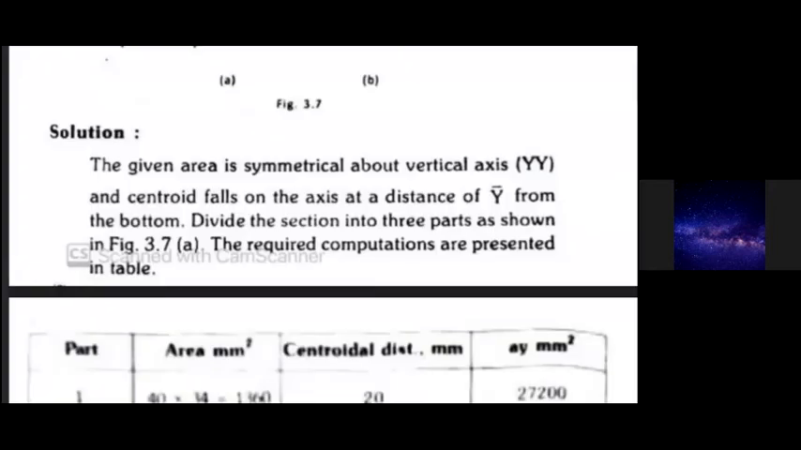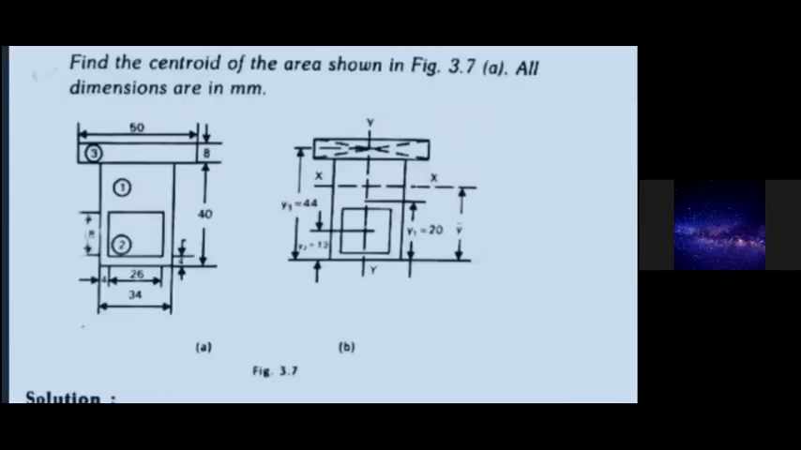And next the upper one, the horizontal rectangle. The centroid of the horizontal rectangle from its own base is half of 8, that is 4, and it lies at a distance of 40 from the given axis, that is from the x-axis. So 40 plus 4.